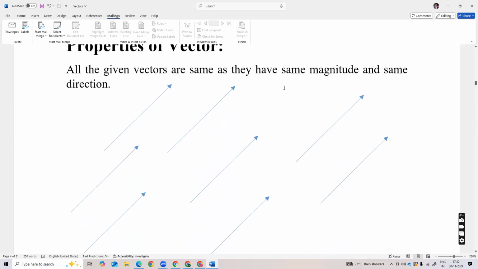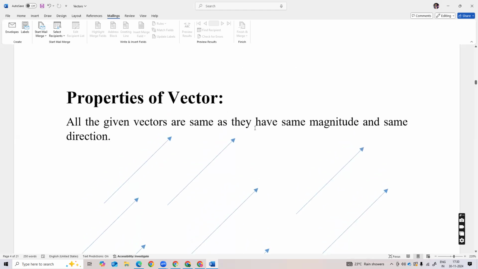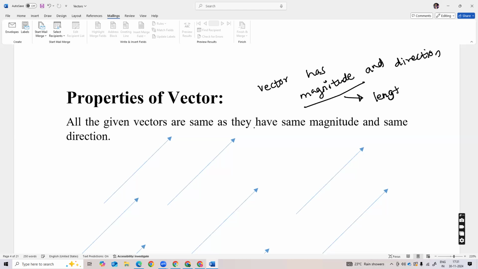Okay, we will see one of the properties of a vector. As we have discussed, a vector has magnitude and direction. Okay, and the magnitude of the vector is represented by the length of a vector. These things we have seen earlier.